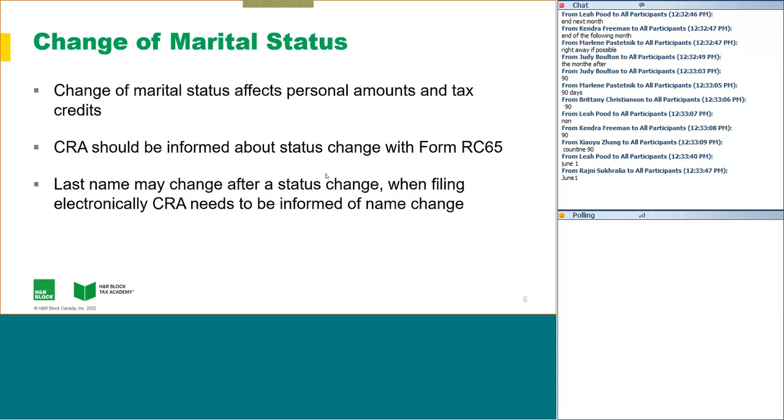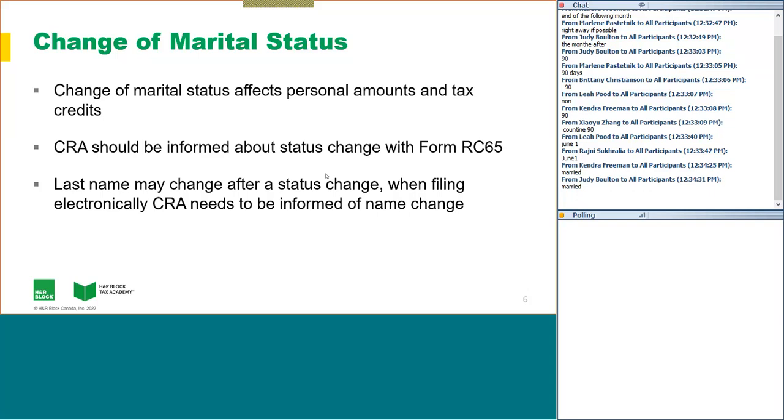Good. Separation can cause problems for our clients if it happens at the end of the year. So think about a client who separated from their partner on December 1st, and they're coming in at the beginning of February, and they want to file their taxes. At the beginning of February, what do we have to say their marital status was on December 31st? Because 90 days have not yet passed, let's say they were common law or married, either one. They're still common law or married.